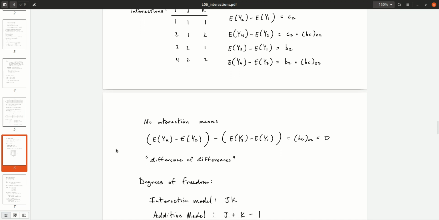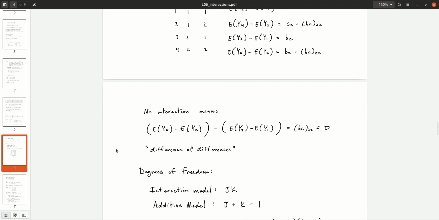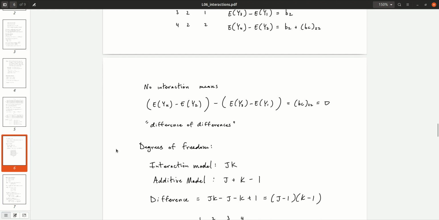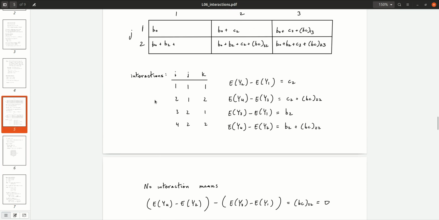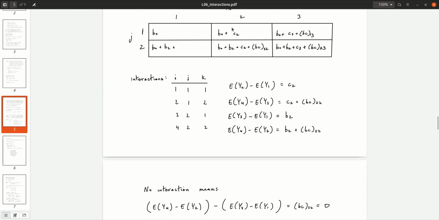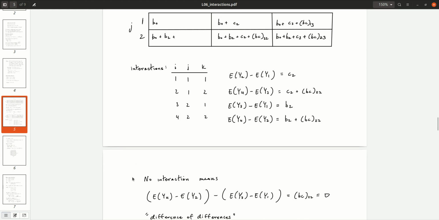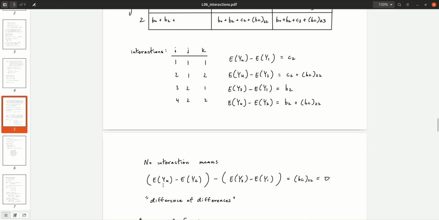So like I said, in the additive model, there's no interaction. So no interaction means that the difference between this difference and this difference is 0. That's the same thing as saying that this difference is equal to this difference. So no interaction means that those differences are the same, which means that the difference of the differences is 0.